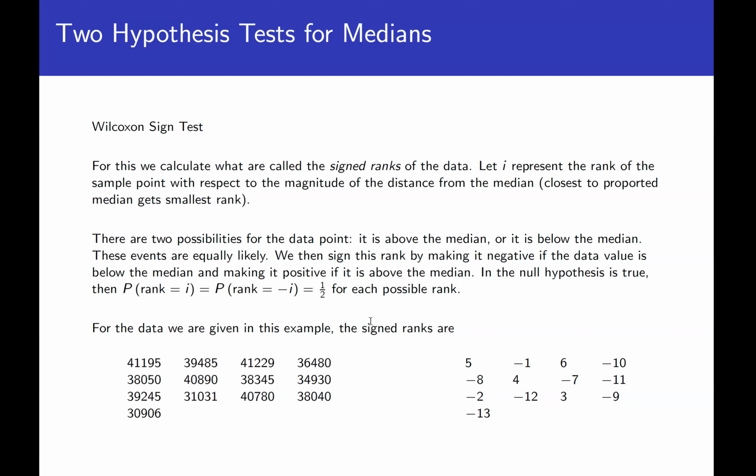Again, if we really are talking about the median, then the probability that you get a positive rank versus a negative rank should be a half. When you select a data point at random, there's a 1/2 probability that it's above the median, pardon me, and a 1/2 probability that it's below the median. So the probability of a particular rank being i or negative i should be 1/2 in this case. So anyway, again, that's if the null hypothesis is true.